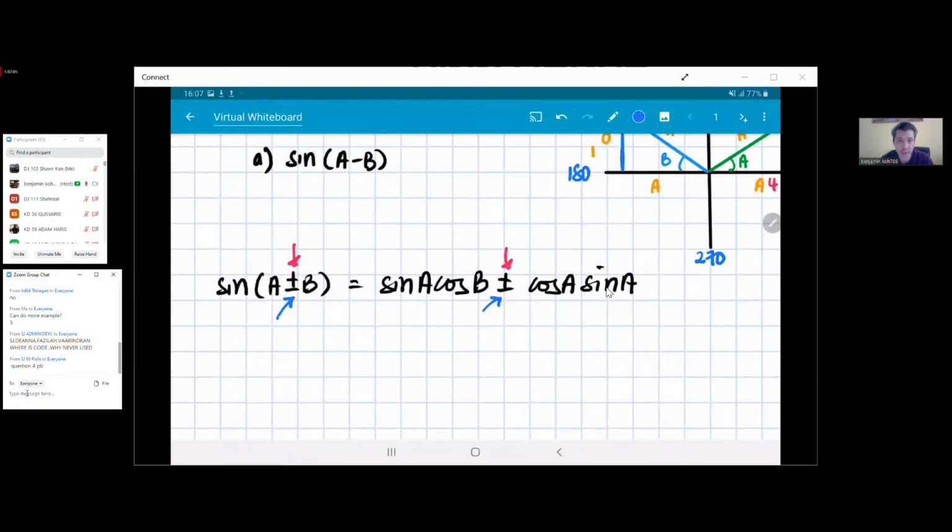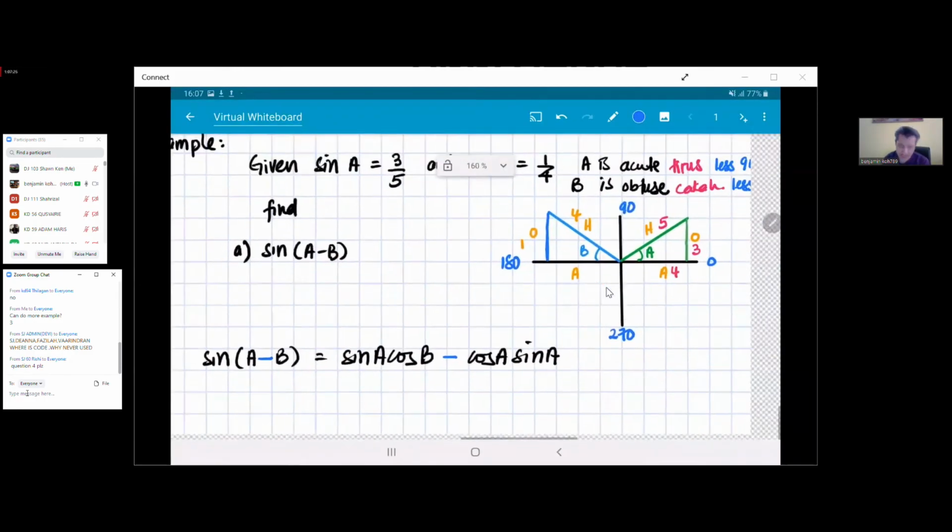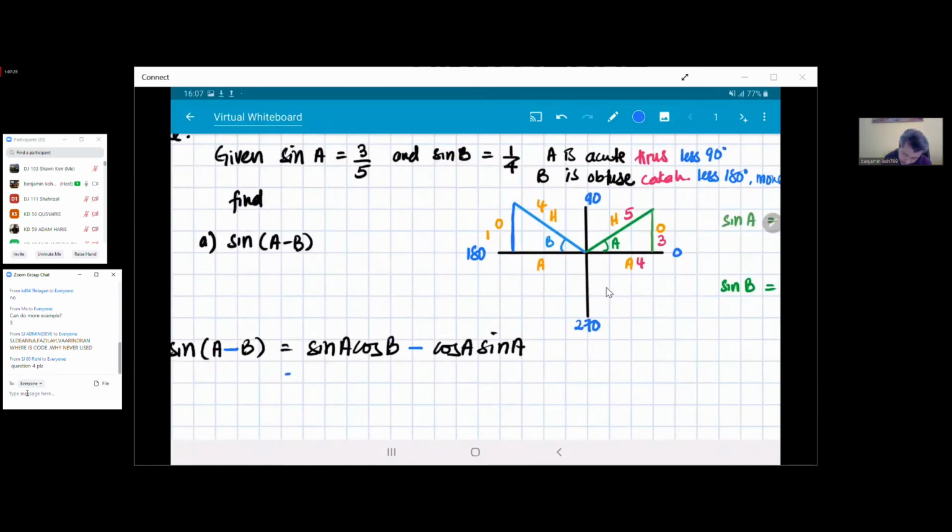Okay, it follows. So now in this question here, I know this is the formula, tapi soalan dia, the question is minus. So when this is minus, that means yang ni pun minus. Boleh faham? Yang tu pun minus. And then you ganti saja, you ganti based on what you already know. So for example, nampak, this is sine A. Sine A is 3 over 5.